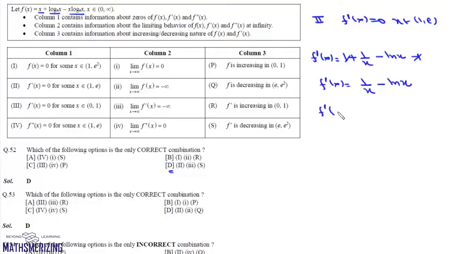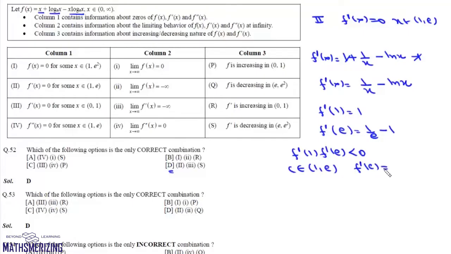So this f'(x) is simply 1 by x minus log x. Now f'(1) is 1, and f'(e) is 1 by e minus log e, which is 1/e − 1. So we can write f'(1) times f'(e) is less than 0. That means there exists a point c in the interval 1 to e such that f'(c) is 0. So that means the second statement is correct.